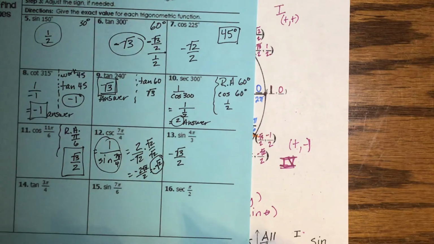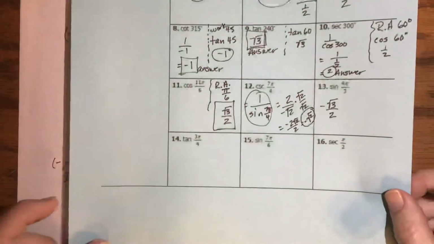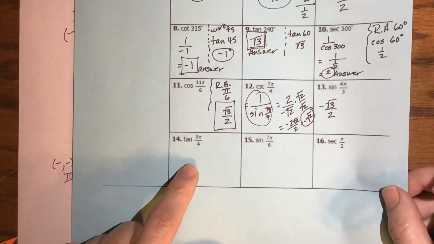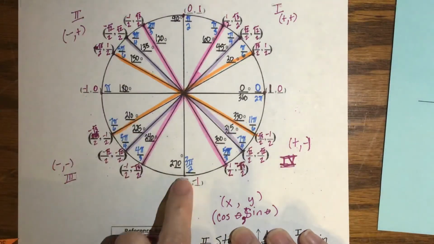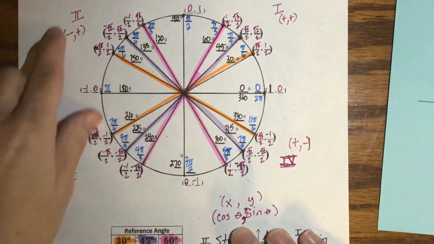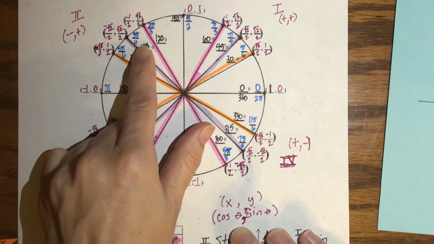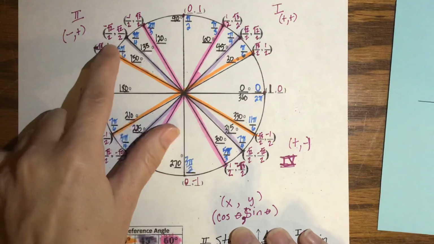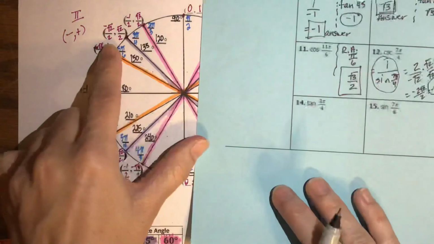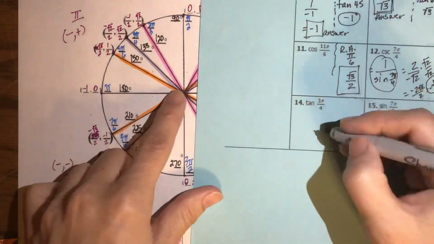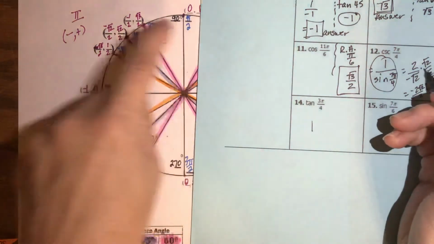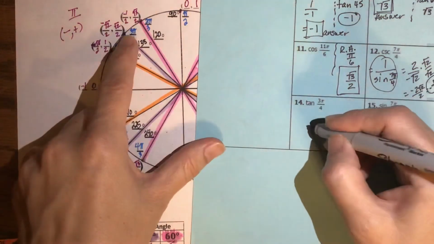Okay? Let's do secant of pi over 2. We might as well go in order at this point. Let's do tangent of 3 pi over 4. Tangent of 3 pi over 4. All right, 3 pi over 4 is right here. Right? So tangent of any of the pi over 4, because my reference angle is 45, tangent is 1. Only sine is positive here, so it's going to be negative.